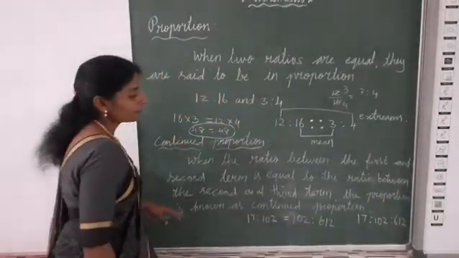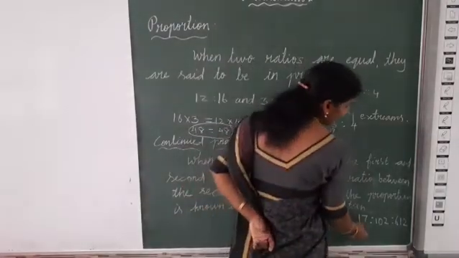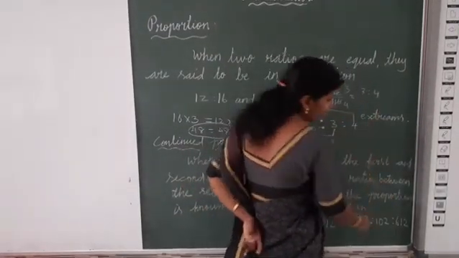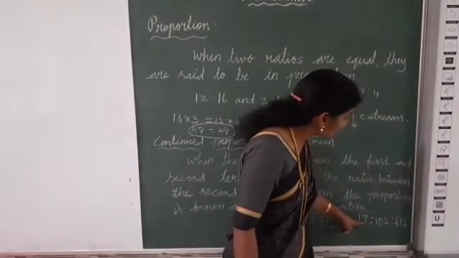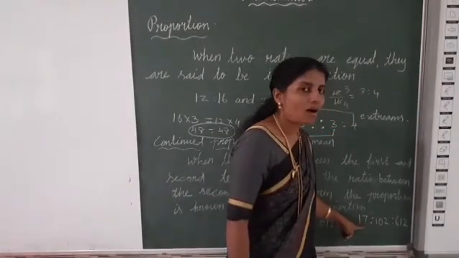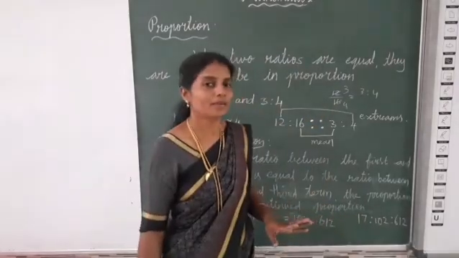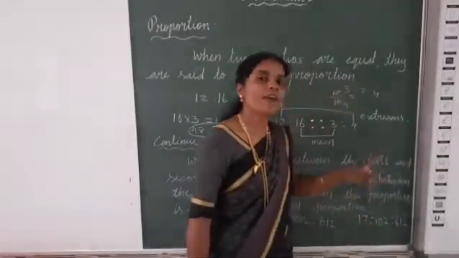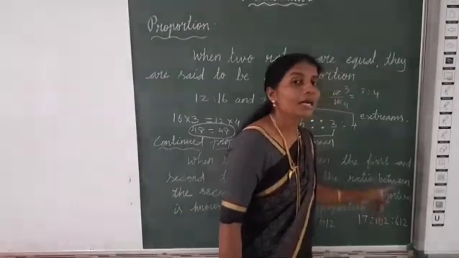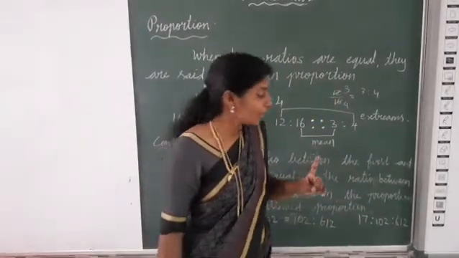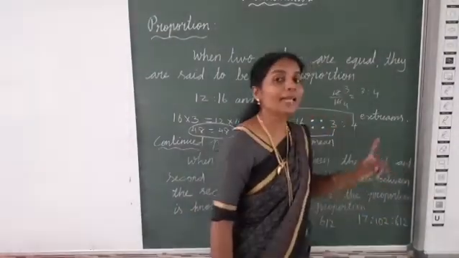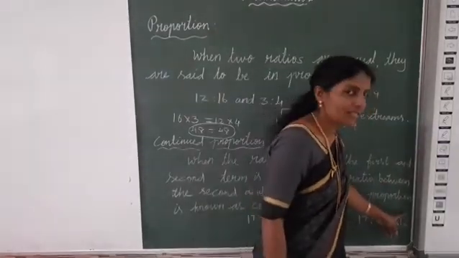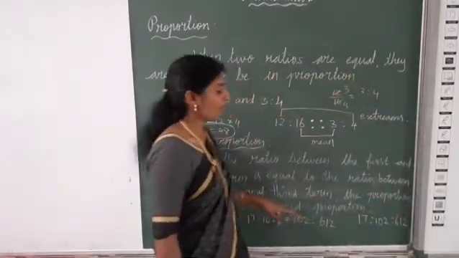Now, listen here. In continued proportion, we have three terms. This is the first term. This is the second term. This is the third term. Isn't it? Now listen. This first term is called first proportional. Second term is called mean proportional. Don't forget, then the third term is called third proportional. Are you clear?